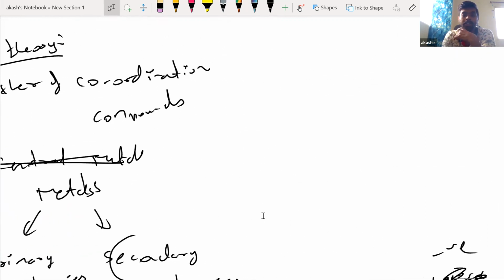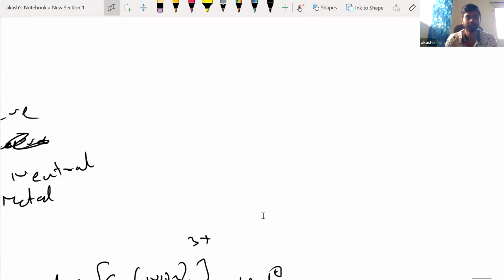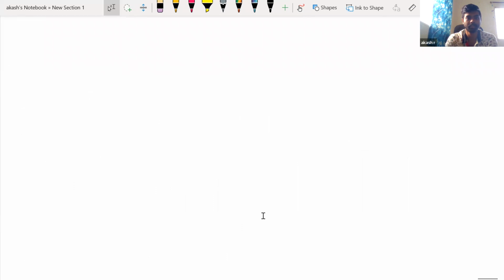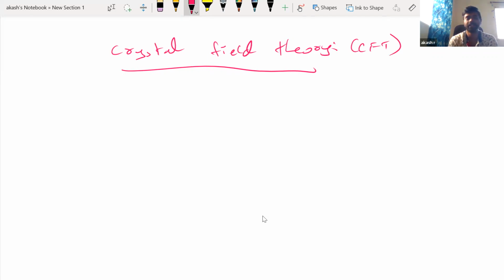So to overcome all this, scientists developed another theory, and that theory is called crystal field theory. So the questions will be coming maximum from this only, either from valence bond theory or IUPAC naming or the crystal field theory. You'll be getting a lot of questions. In short form, this is also called CFT, crystal field theory. All right.